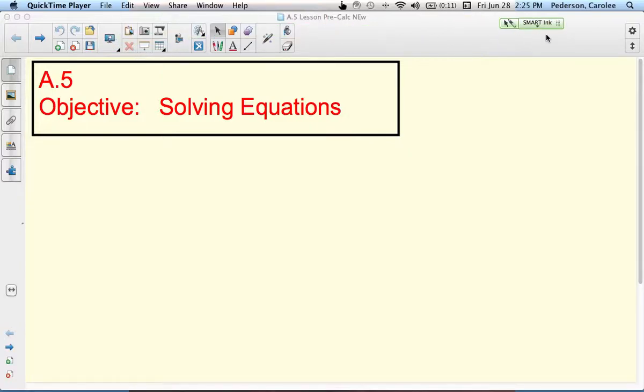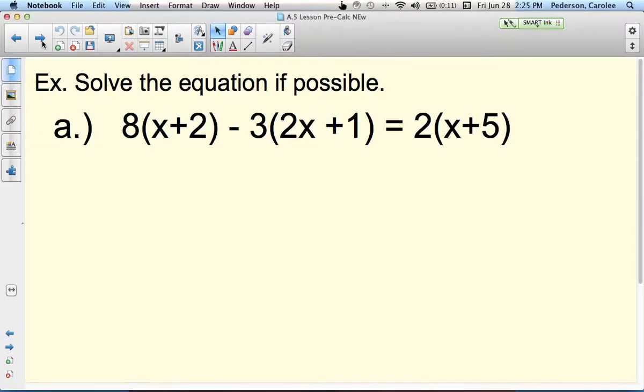This video is on solving equations. This first example is solve the equation if possible.